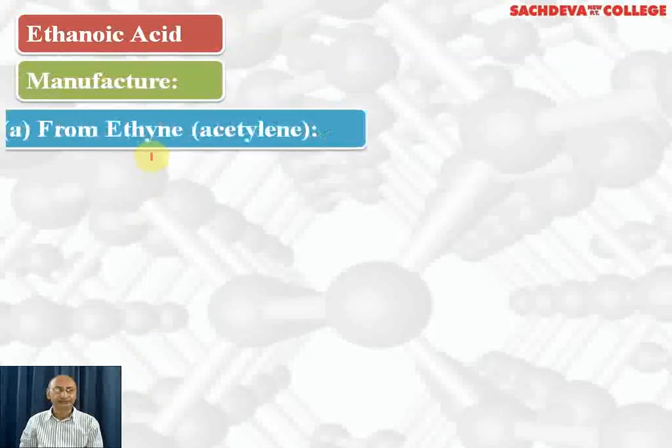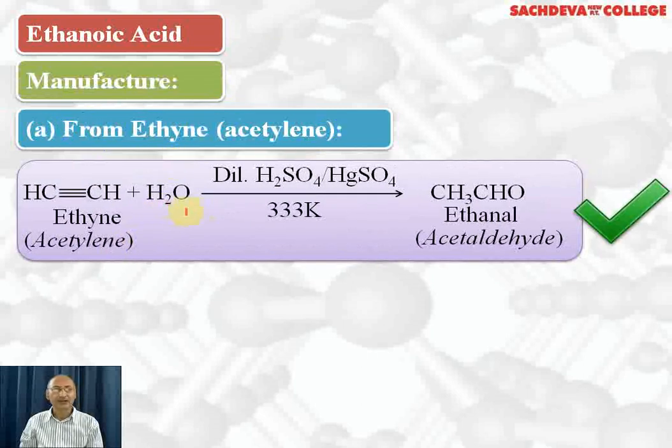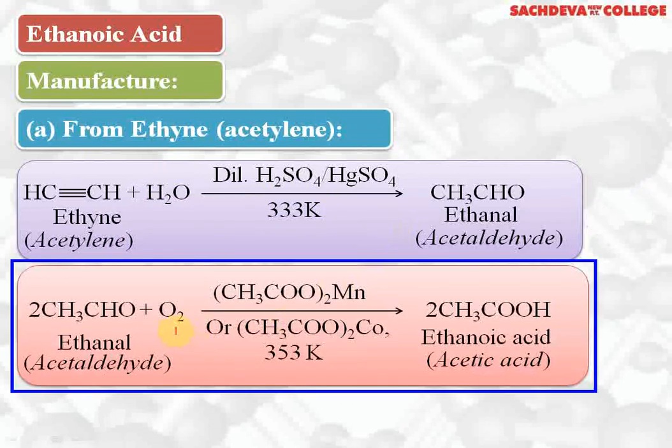Ethanoic acid. Manufacture can be done from ethyne or acetylene. Acetylene reacts with water in the presence of dilute sulfuric acid and mercuric sulfate. At 333 Kelvin, we get ethanal in the first step. Ethanal is further oxidized in presence of manganese acetate or cobalt acetate at 353 Kelvin. Product formed is ethanoic acid.